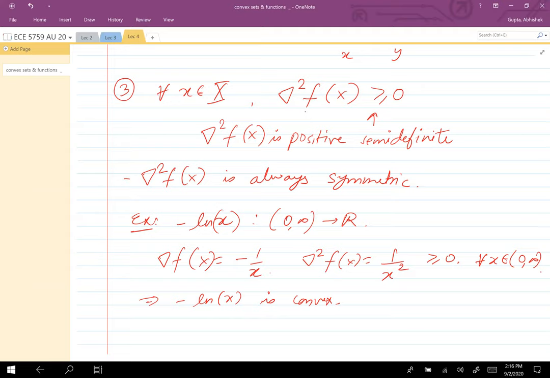Professor, I have a question. Yeah. Can there be a situation where the function is not twice differentiable, but it satisfies one and two? And then what happens in that case? So there are a lot of functions that are not differentiable, or at least not differentiable at specific points in the set. So let me give you an example.